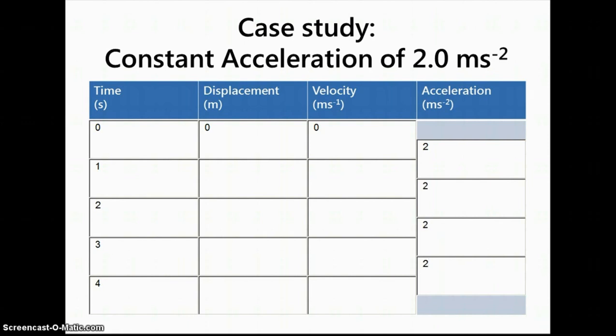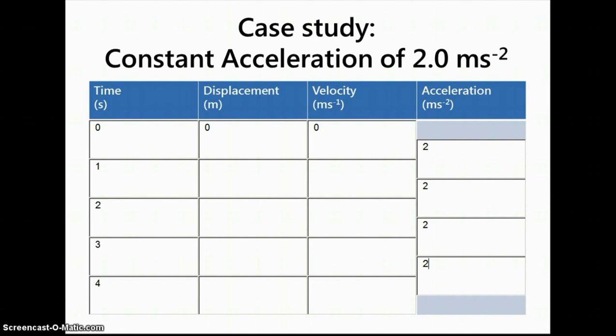Now, an acceleration of 2 meters per second squared refers to the fact that the velocity is increasing at 2 meters per second every second. So in 1 second, the velocity change is 2 meters per second. Now, the object is initially at rest, as seen from the velocity of 0 at the start.